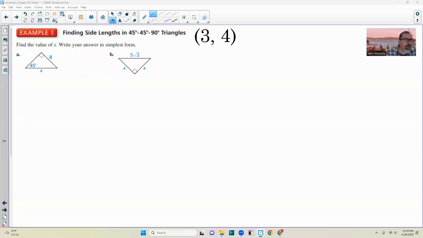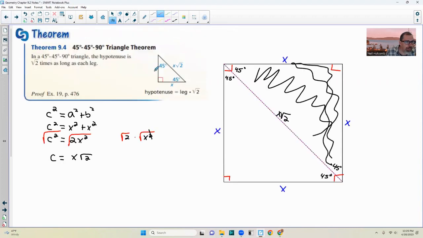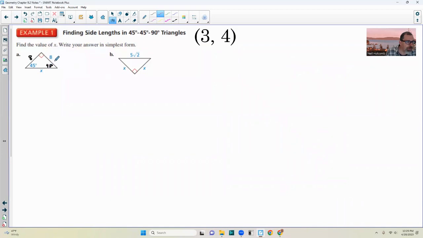Okay, so now we're going to apply that theorem and find values of special right triangles. Find the value of x, and write your answer in simplest form. Notice this is a 45-degree angle, so therefore this has to be 45 degrees. So it's a 45, 45, 90. The legs are equal, 8, 8. Now let's go back. So if x is 8, our hypotenuse is x times the square root of 2.